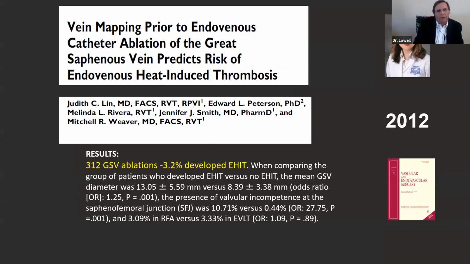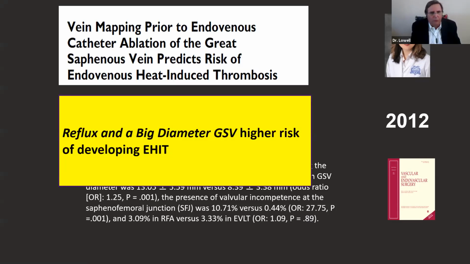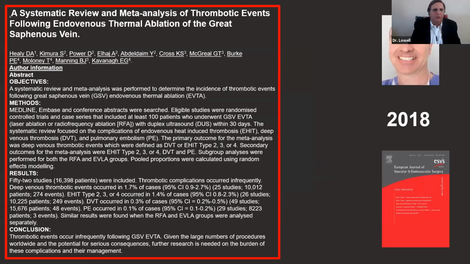If we move along, we can see another study, vein mapping prior to endovenous catheter ablation of the great saphenous vein predicts risk of endovenous heat-induced thrombosis. And Dr. Lin looked at 312 great saphenous ablations, of which 3.2% developed EHIT. Now that's all EHITs, including EHIT1. And so what she understood was reflux in a big diameter of the great saphenous vein is at a higher risk of developing EHIT.